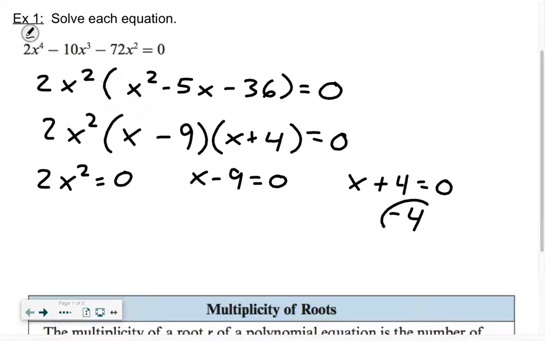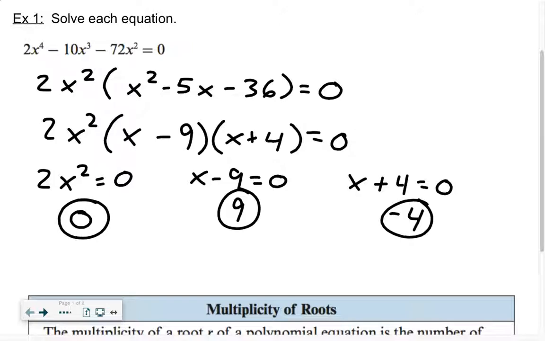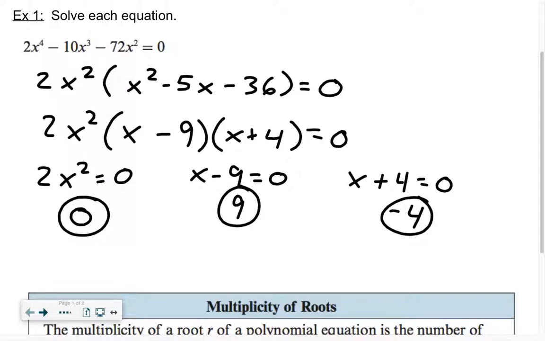So negative 4, positive 9, and what would x be here? Yeah, 0. You could divide by 2 and then take the square root, but we know it's going to be 0. There is this idea, called the fundamental theorem of arithmetic, that states that, in theory, whatever our degree is, that should be the number of solutions that we come up with, or possibly could come up with.